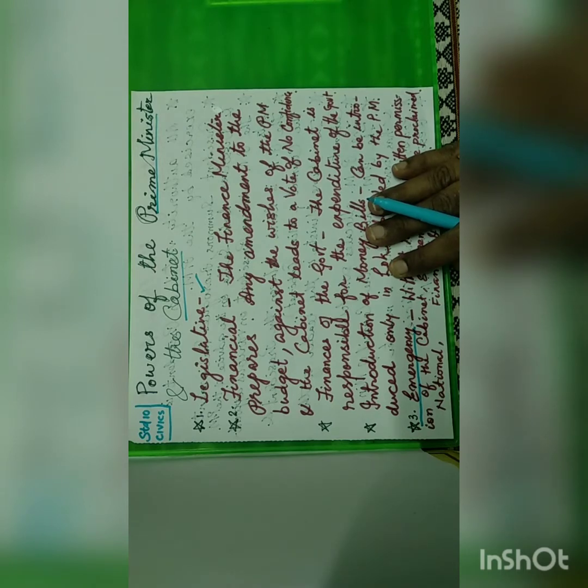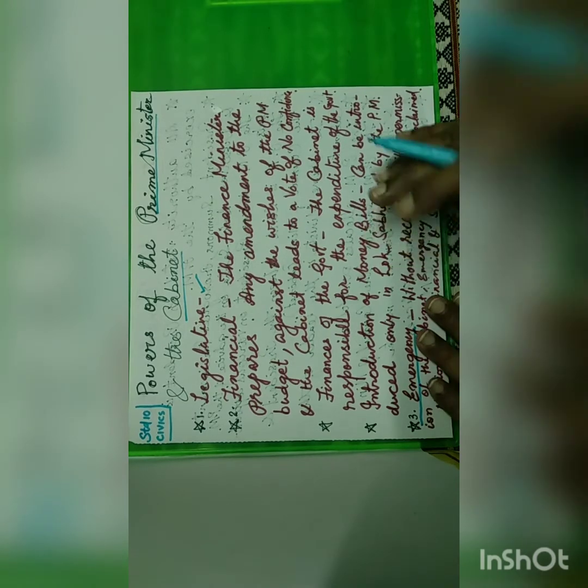And another legislative power of the Prime Minister and the Cabinet, we had learned that the parliamentary houses are summoned and prorogued by the President on the advice of Prime Minister and the Cabinet, while the Lok Sabha can also be dissolved by the President on the advice of the Prime Minister.